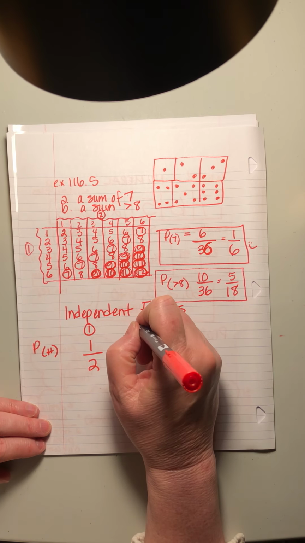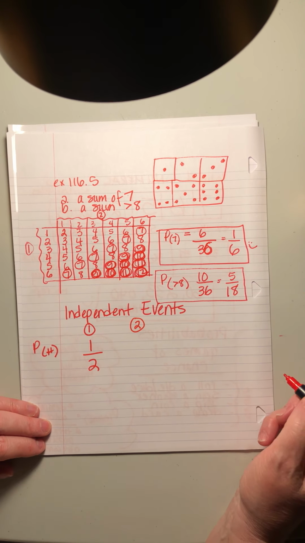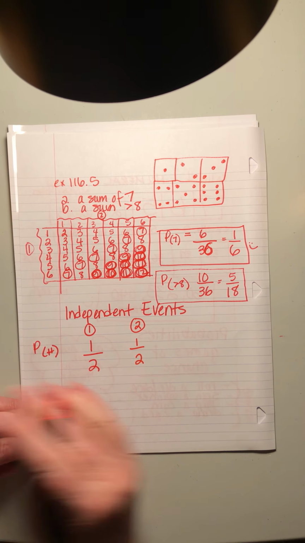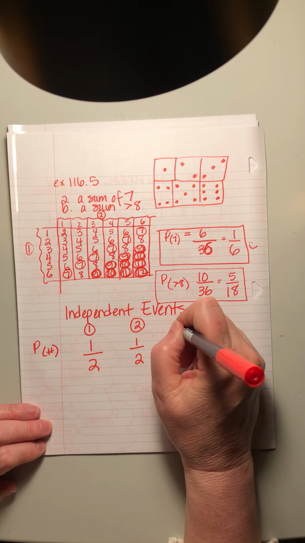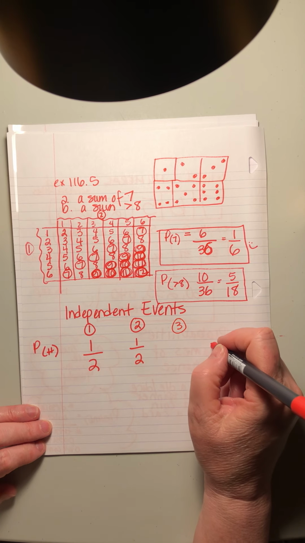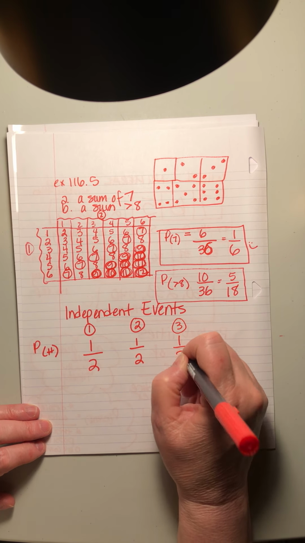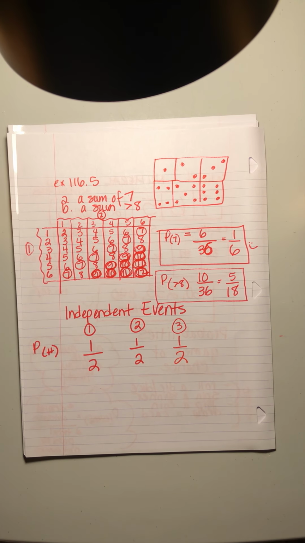Now let's say you flipped it a second time. What would be the probability of getting heads the second time? 1 out of 2. What would be the probability of getting heads a third time? 1 out of 2. Every single time we flip the coin, the probability of getting heads is 1 out of 2.